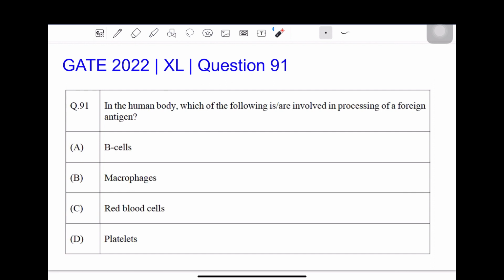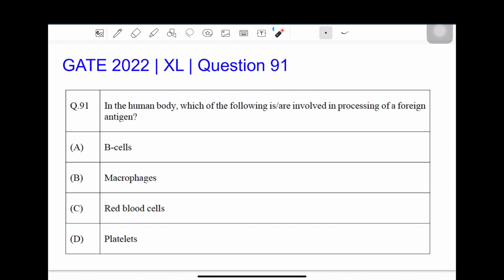I am a Prime Minister's Research Fellow, and now we are solving this 2022 GATE examination question from the paper Life Sciences, question number 91. So the question states, in the human body, which of the following is or are involved in processing of a foreign antigen?